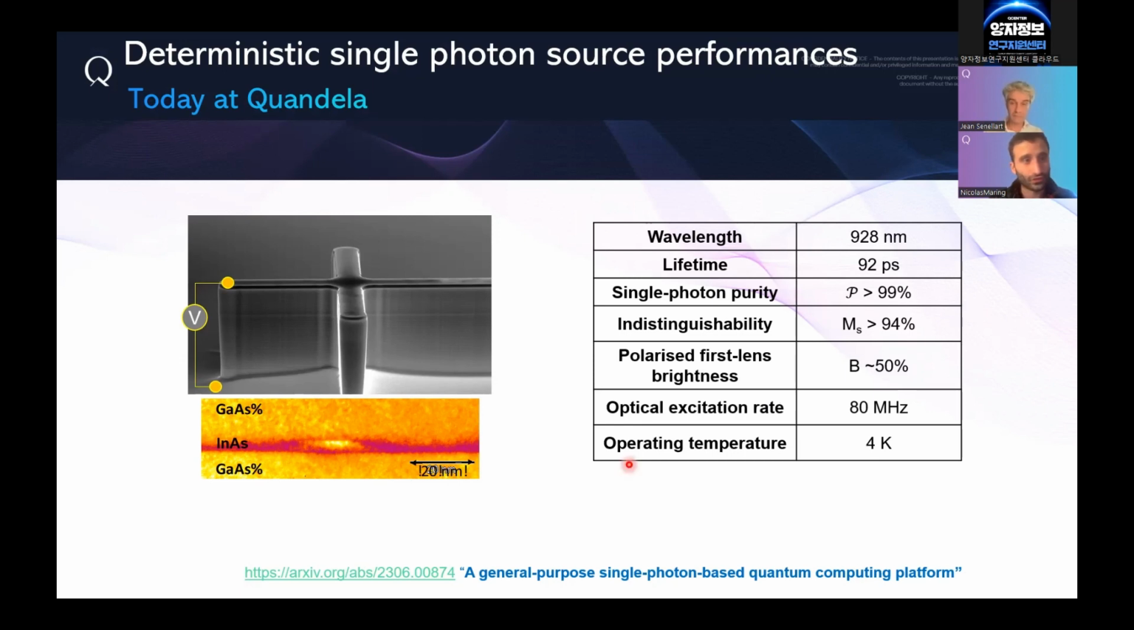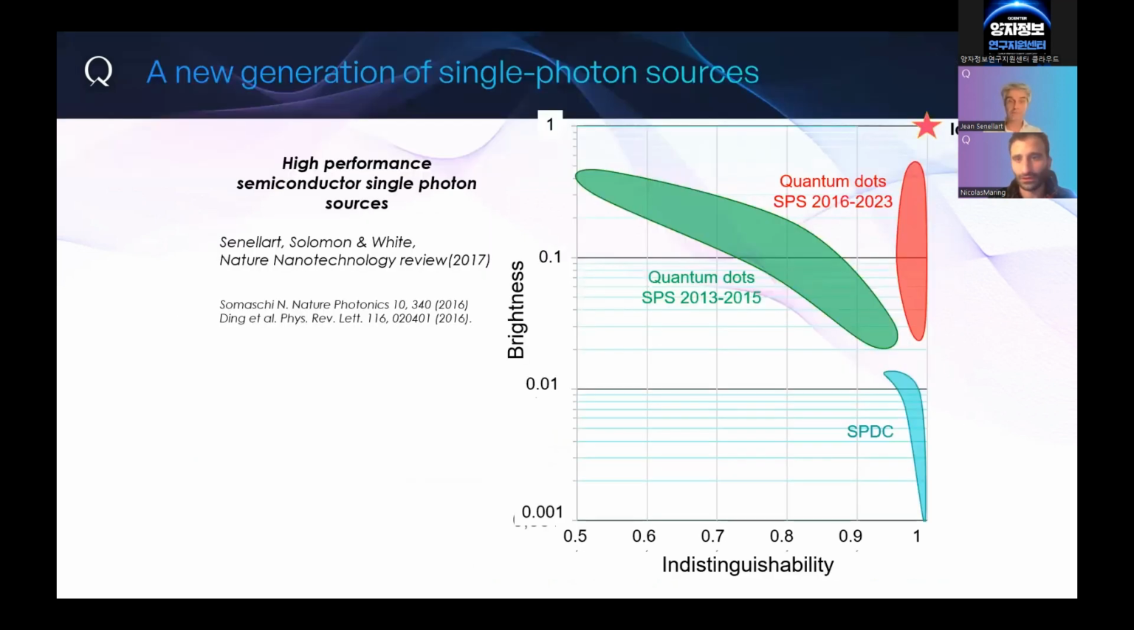And we need to cool these down at 4 Kelvin, so close to the absolute zero. And I will show you later what kind of cryostat we use. And so Quandela is really at the state of the art today of this single photon source performances, where here we plot brightness and indistinguishability, and we are really at the top of this area.